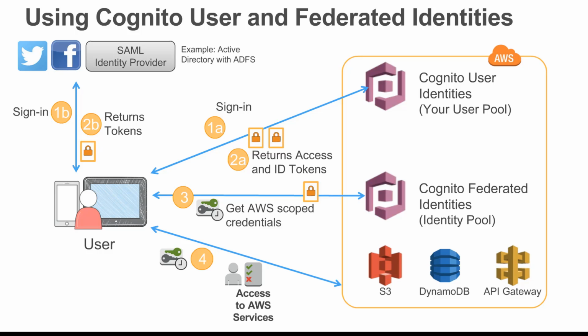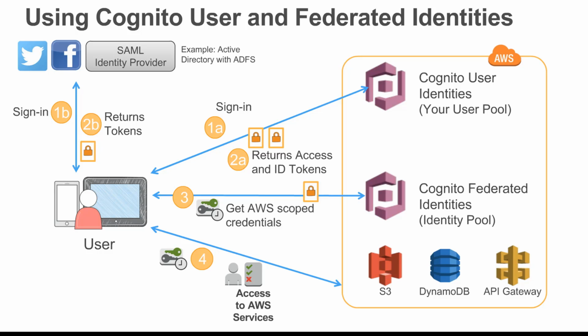And for that, they would use a user pool. So your app would be using a user pool to sign in a user, and once a user signed in, they get back some tokens. In this case, there's an access token and an ID token, and in fact, there's also a refresh token that comes back. So that's step 1A and 2A: signs in a user, gets back some tokens.